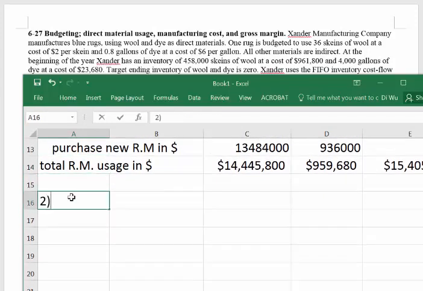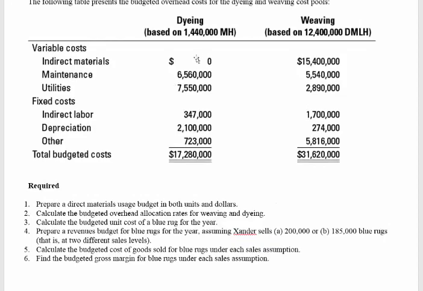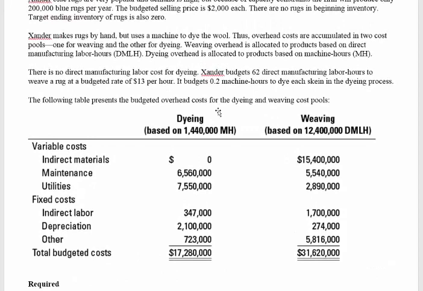So let's take a look at the second question. The second question is asking to calculate the budgeted overhead allocation rates for weaving and dyeing. So you have two activities. One is called dyeing, one is called weaving, and you have different cost drivers. For dyeing, we'll use machine hours. For weaving, I'll use manufacturing labor hours. So weaving is more labor intensive, dyeing is more machine intensive. That's why you use different cost drivers.